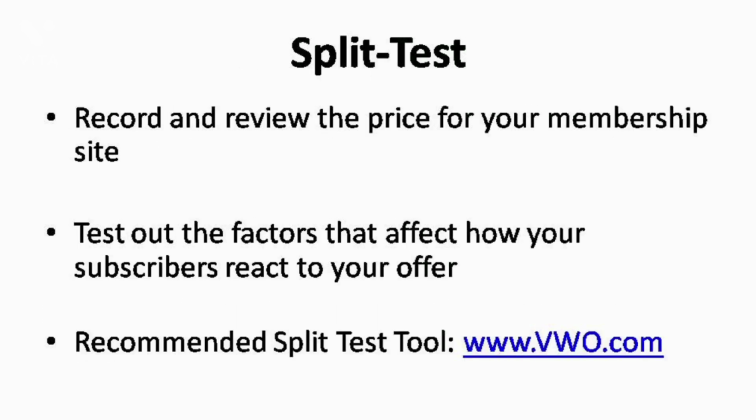Last but not least, you can conduct split tests to experiment on the price of your membership site. Split testing is defined as a method of conducting controlled, randomized experiments with the goal of improving a website metric. To conduct split testing, you need to prepare 2 sales pages for your membership site, and then split your list into 2 and send them the different links to the sales pages to test the price. Record and review the price for your reference for the future. The ultimate goal of split testing is to test out the factors that affect how your subscribers react to your offer.